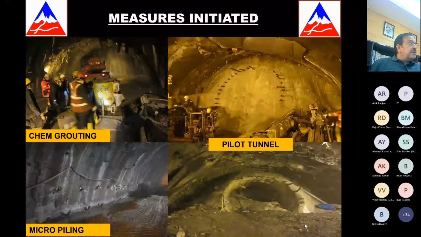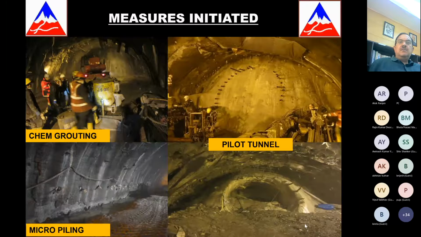The chemical grouting, because the mass was so porous, the grout would actually flow out into the nala and go beyond from there. The pilot tunnel, when we did it for the first time, started collecting all the water, and that also subsequently collapsed. Micropiling, because it was piling at the springing level, helped a bit but not much.